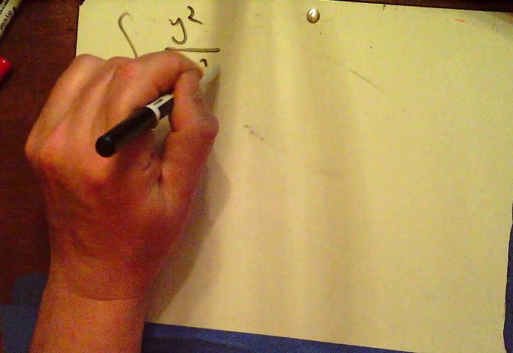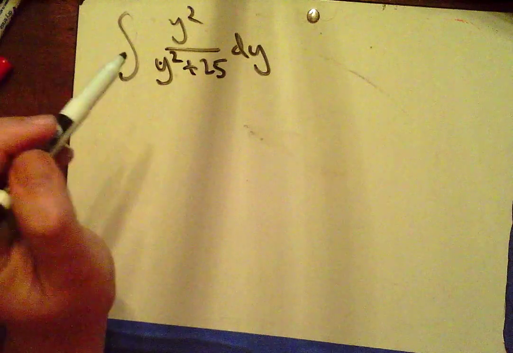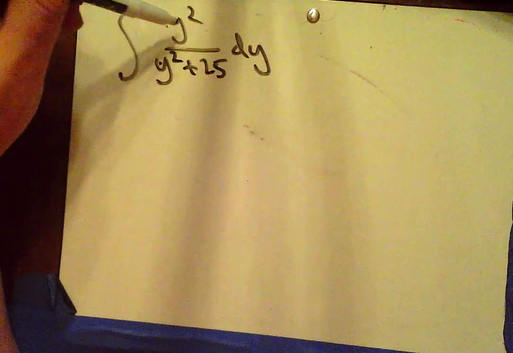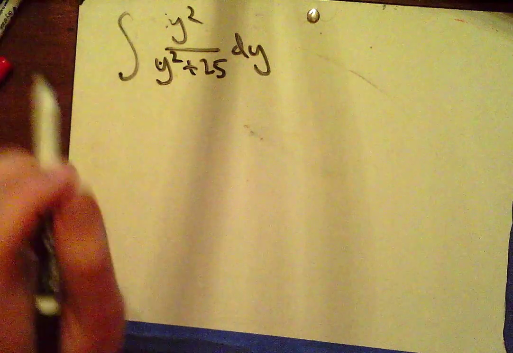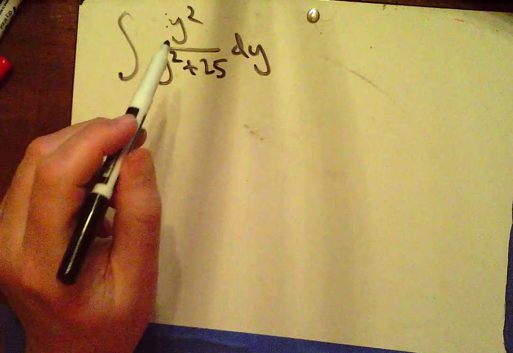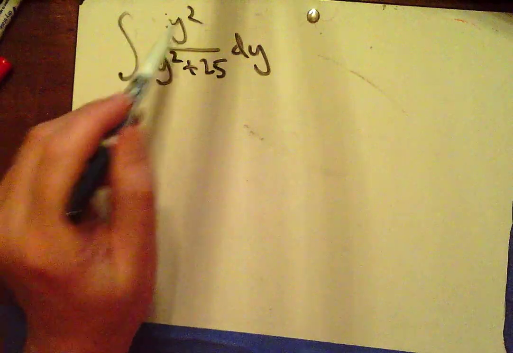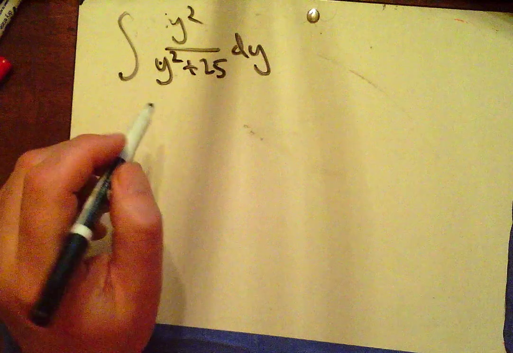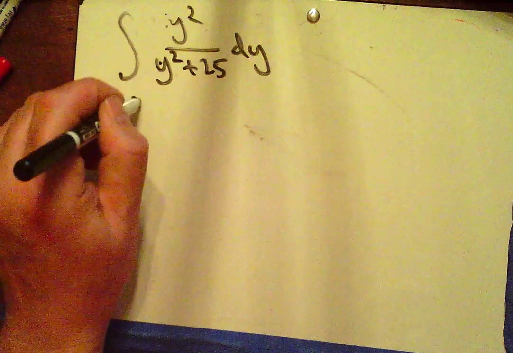How about this one? How about the integral of y squared over y squared plus 25 dy. Yeah, so what is it that we do here? Well, when the degree of the top is the same or larger than the degree of the bottom, we learned last year, maybe the year before, that this is improper when the degrees are the same or the one on top is bigger. And what we're supposed to do in that situation is some long division.